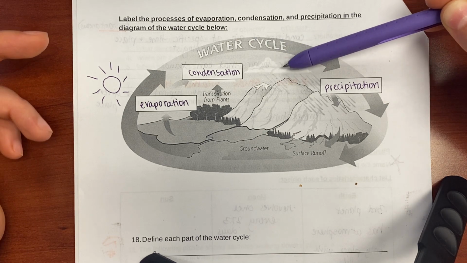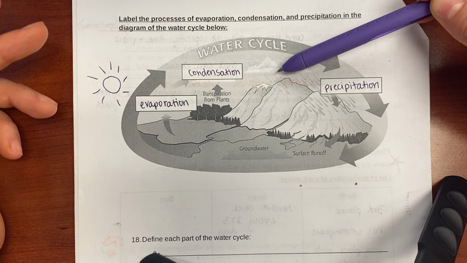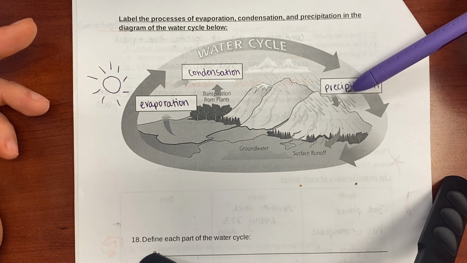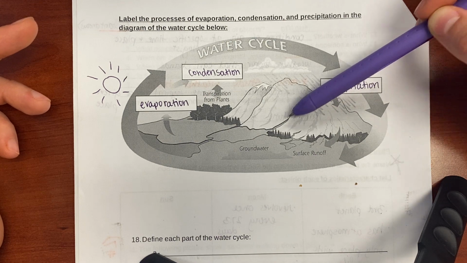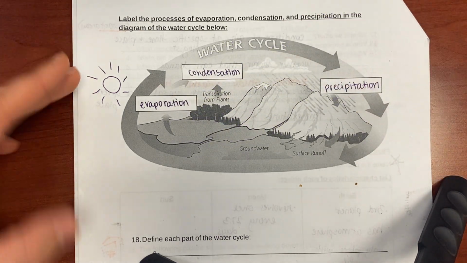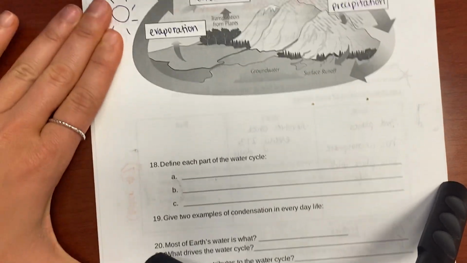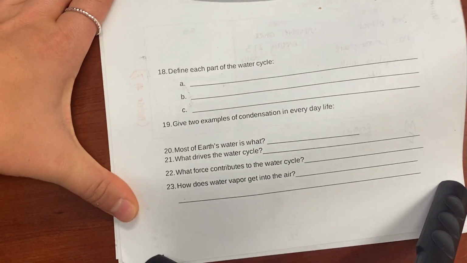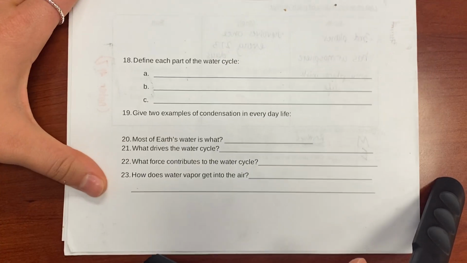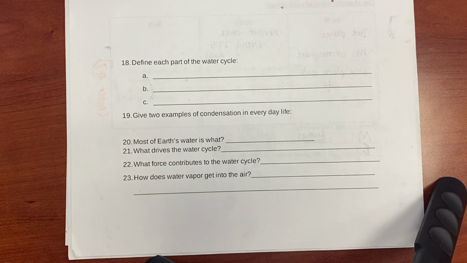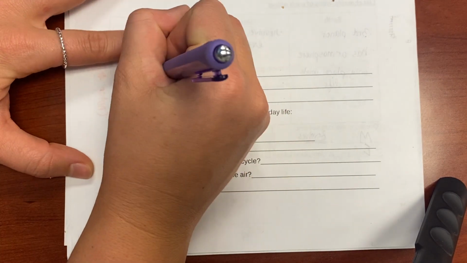And then once the clouds get too heavy and too full of condensation, then the condensation falls to the ground, and that is the precipitation, all right? The precipitation then runs off, and we go back to evaporation all over again. So, below the diagram, we're going to define each part of the water cycle. That just means describe what happens during each part. The first one we're going, actually here, we'll do it like this.